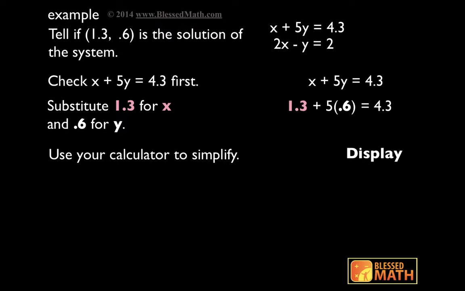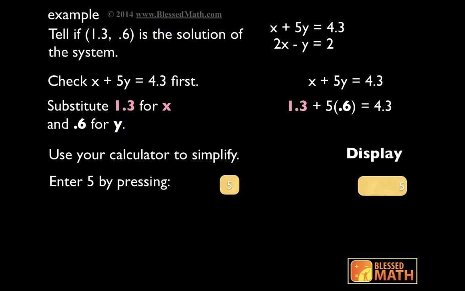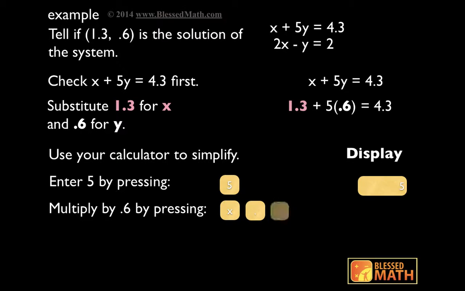Now we're going to use our calculators to solve the left side of that equation, 1.3 plus 5 times 0.6. If that's equal to 4.3, then we know it is indeed true. So let's check. We enter 5 by pressing 5 on our calculator. In your display, you should have 5. Now multiply it by 0.6 by pressing times 0.6 equal. Now your calculator should display 3.